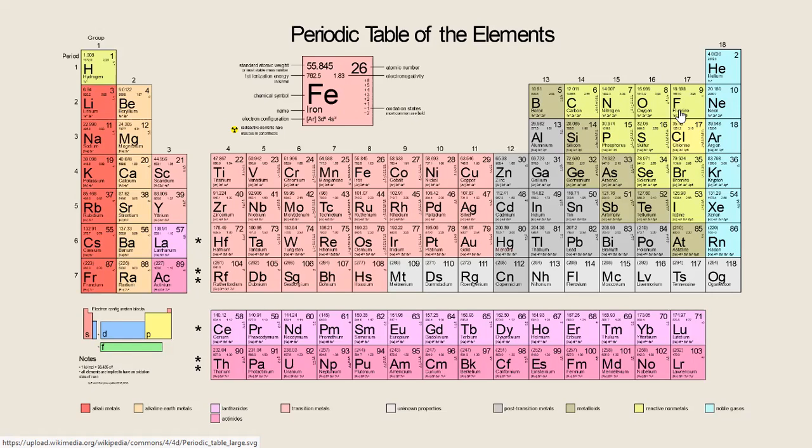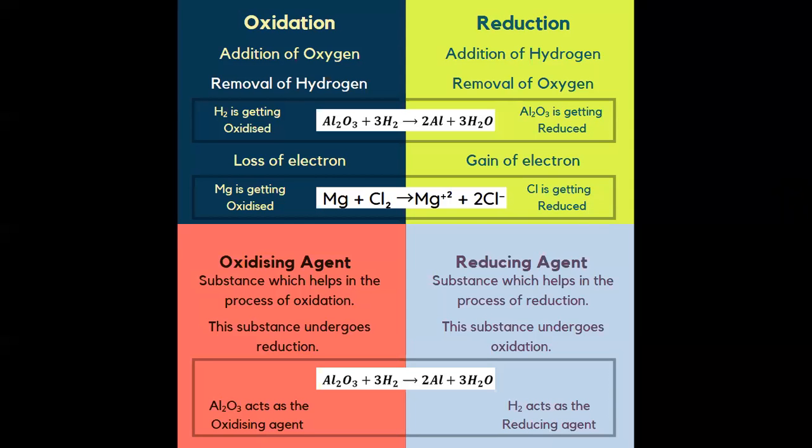And this leads to the introduction or the recap of a very important topic, oxidation and reduction. Oxidation basically is the addition of oxygen or removal of hydrogen, and reduction is the addition of hydrogen or removal of oxygen. So here in this reaction, aluminium oxide is undergoing a reaction with hydrogen to lead to the formation of aluminium and water. And here, aluminium oxide itself undergoes the process of reduction because it lost the oxygen. And hydrogen is undergoing the process of oxidation because it gained an oxygen.